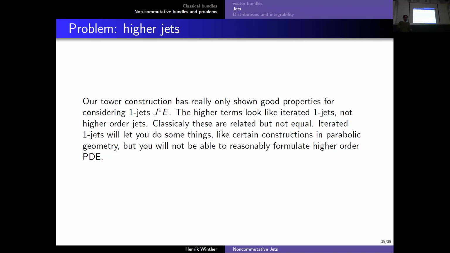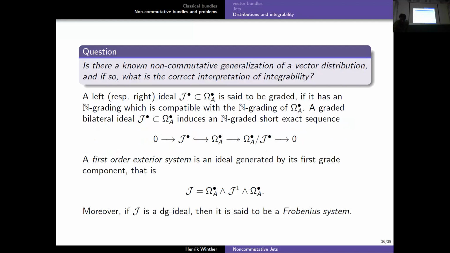So anyway, we need to figure out how the tower relates to actual higher jets rather than iterated one-jets. Now about the Cartan distribution. I have another question for you guys. Did anybody in non-commutative geometry consider vector distributions or non-holonomic vector distributions in particular, or even integrable vector distributions? If so, I would like to know about it, because we're going to have to introduce the generalization of the Cartan distribution. If not, here is the start of our attempt.